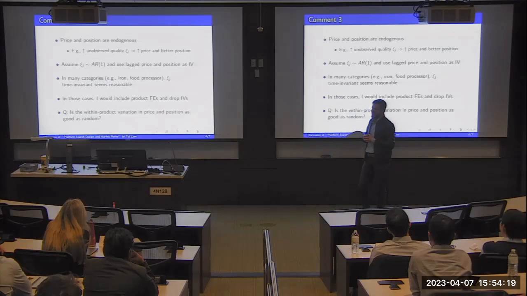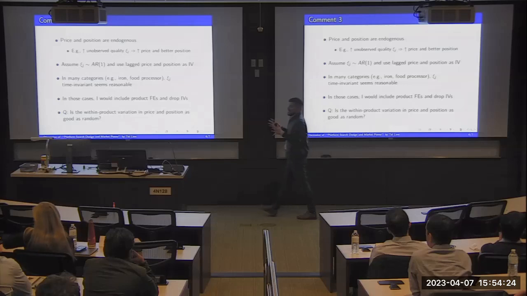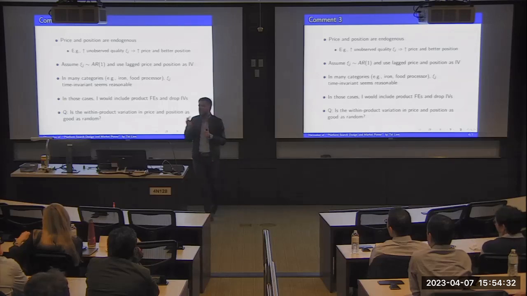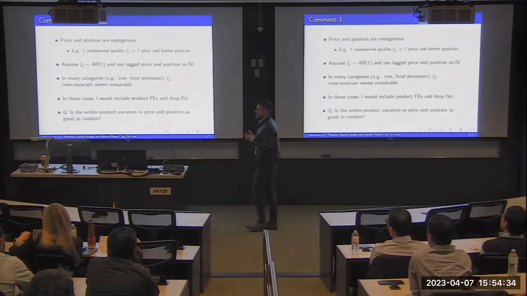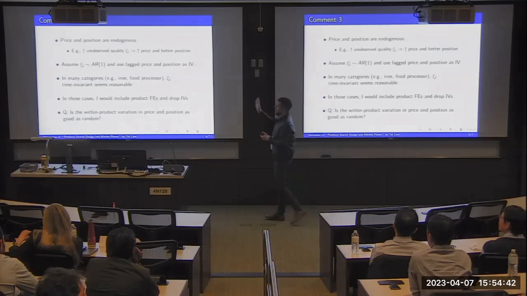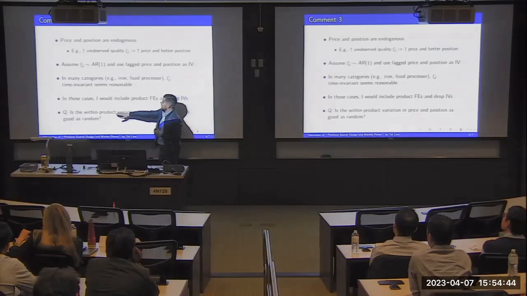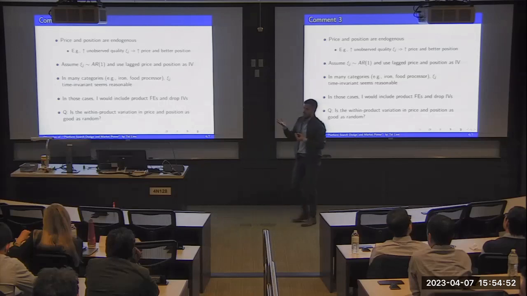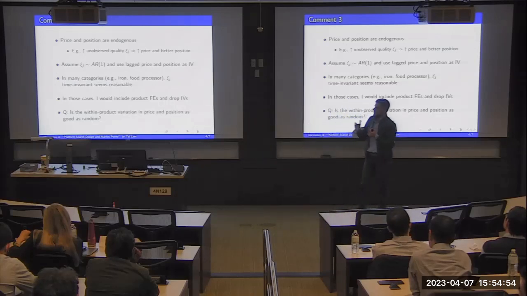And your colleague Peter Rossi has certainly thought about this in his work. Maybe this is not the case, but I think in general a little bit more discussion on what we think is the source of endogeneity, where it's coming from, and whether the instruments are appropriate, would be helpful. And then relatedly, can we think about within product variation? So once we condition on a product, once we have product specs, is the remaining variation in prices and position, can we think of it as good as random? I think your prior, or your take, is no, and we need instruments.